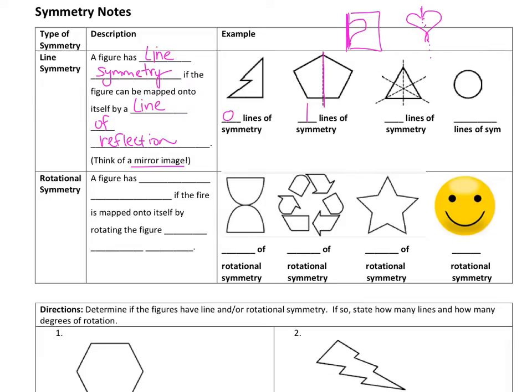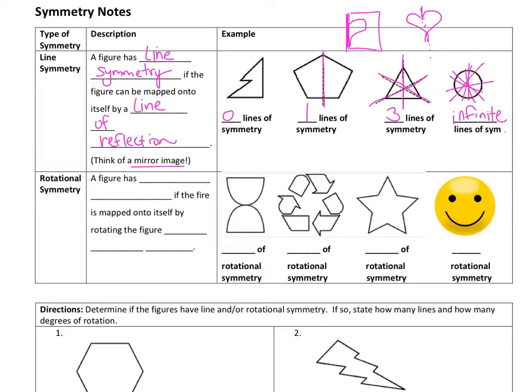Now for this third one, for our triangle, we have 1, 2, 3, so make sure you count them as you go. Even though it looks like there's lots of lines in there, there's really only 3. For a circle, we have an infinite number of lines of symmetry, because no matter where we draw them, we're always going to be able to find another one. That's the whole point of what a circle is, because it's symmetrical all the way around.